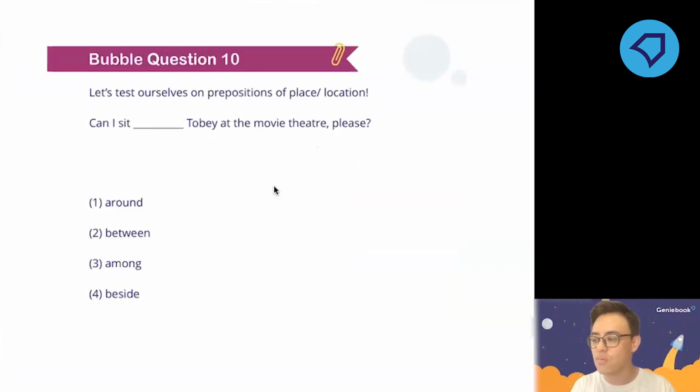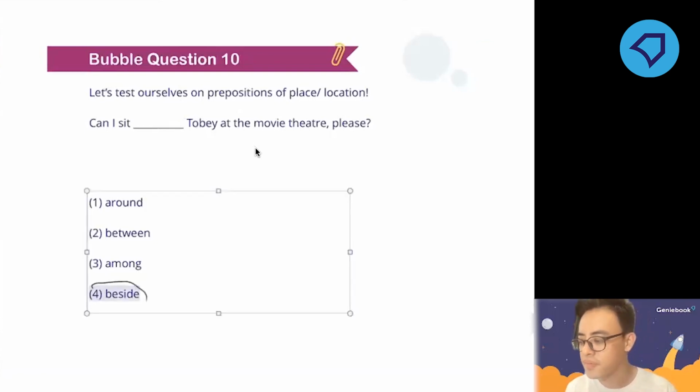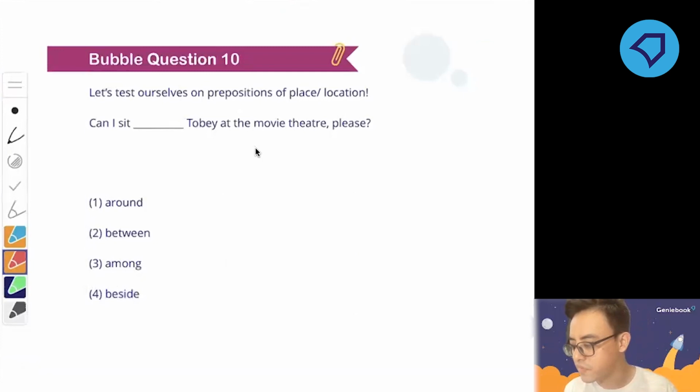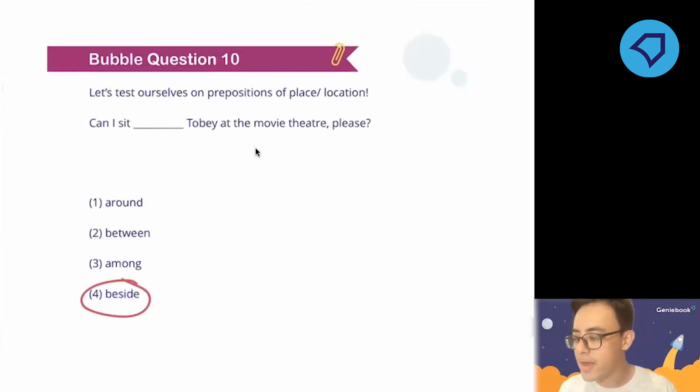Let's test this. Can I sit what, Toby, at the movie theater, please? Okay, I'm going to ask you now, number 10, in 3, 2, 1. As expected, most of you got this right. Now, I'm going to show you the original one. The correct answer for this is number 4. Now, I'm going to explain to you why I changed the question. The original question is this.